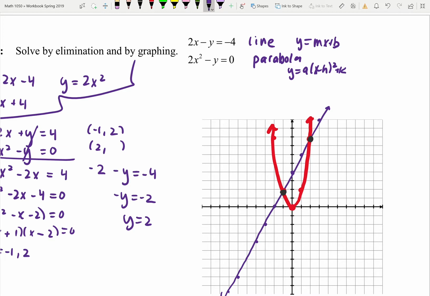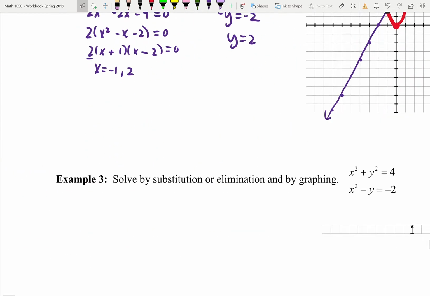Now I'm going to let x be a 2. So 2 times 2 is 4 minus y equals negative 4. Pull my 4 over. Negative y equals negative 8. Change my signs. Y equals 8. I got the exact same answers as graphing. Of course I did. It's the same problem. Okay. All right, let's go to question 3.